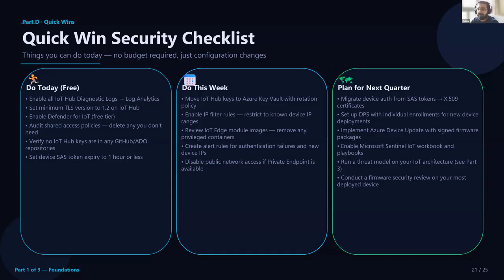Okay. Verify that no IoT Hub keys are there in the GitHub or ADO repositories. I hope now you guys can use a lot of cloud related skills in order to scan your repositories for this. Then set device SAS token expiry. If it is really not that dependent, like if your device is continuously connected, maybe you can write some kind of automation where the SAS tokens will be automatically rotated. Okay.